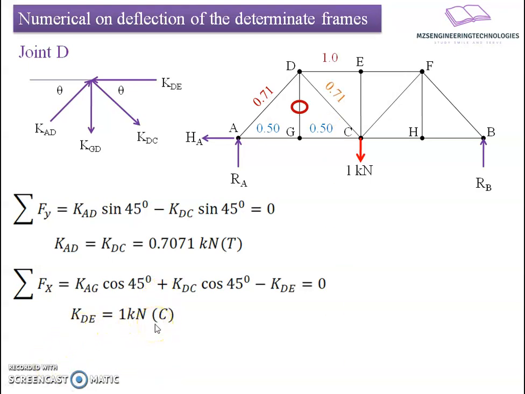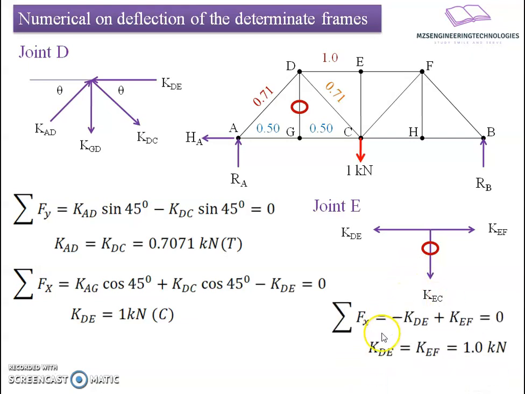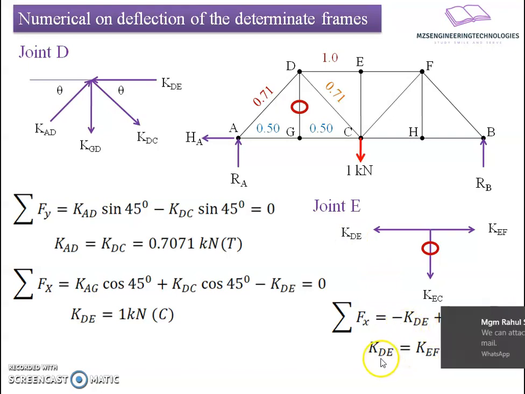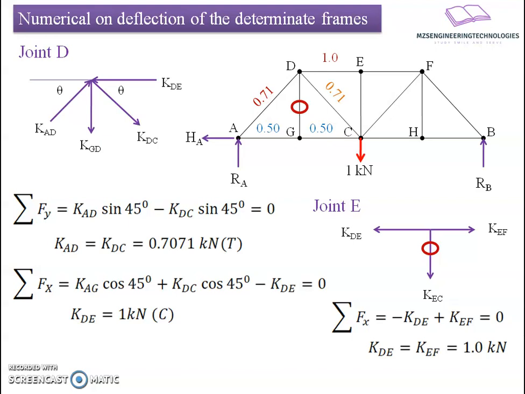Now I will put the values here and move to the next joint E. At joint E we have three forces here, KEF, KDE and KEC. If I apply summation of forces in horizontal direction, we get minus KDE plus KEF equals 0, resulting in KDE equals KEF, which equals 1.